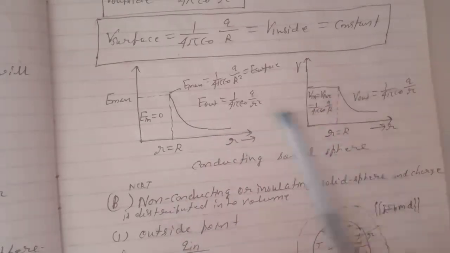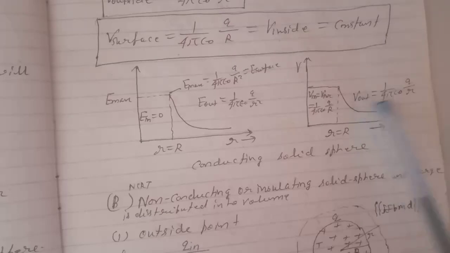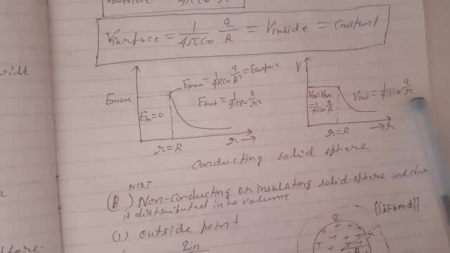Again, potential V inside will be constant and given by V surface, equal to V inside, equal to 1 by 4 pi epsilon naught q by R, and V out is given by this formula, 1 by 4 pi epsilon naught q by r, that is, V out is proportional to 1 by r. This graph shows this.